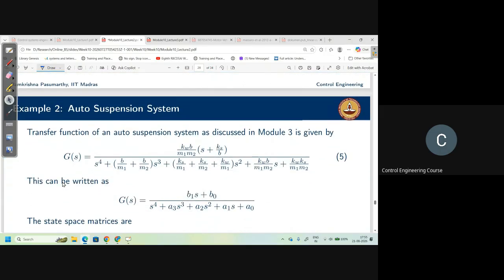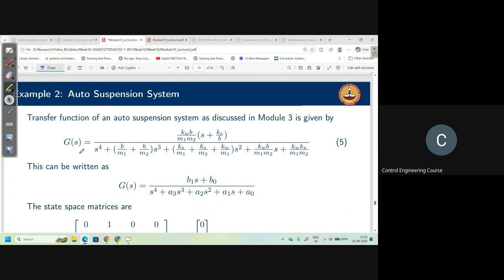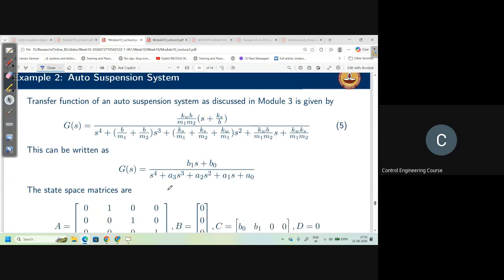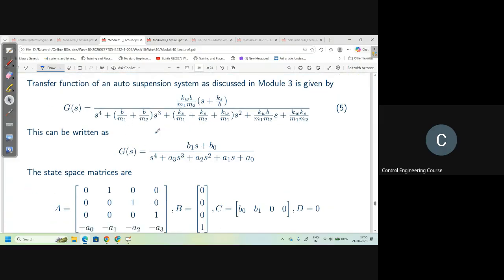Then this is the case for an auto suspension system, and they are given the differential equation and transfer function. They can write it in the short form: b naught over s cube plus a2 s square plus a1 s plus a0, where a1, a2 are approximately given. You can get it here. This is your a3, and this is your a2. By comparing the terms, you can say.